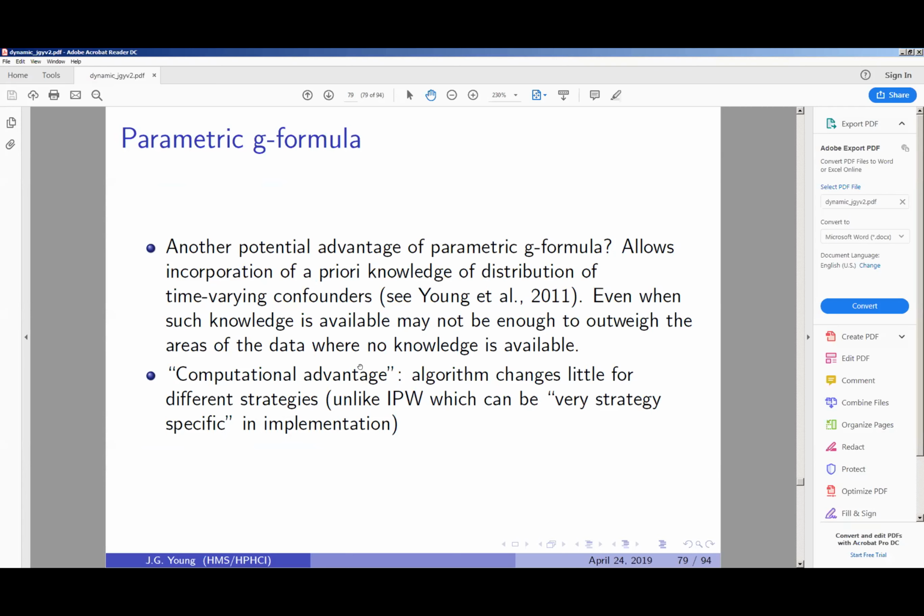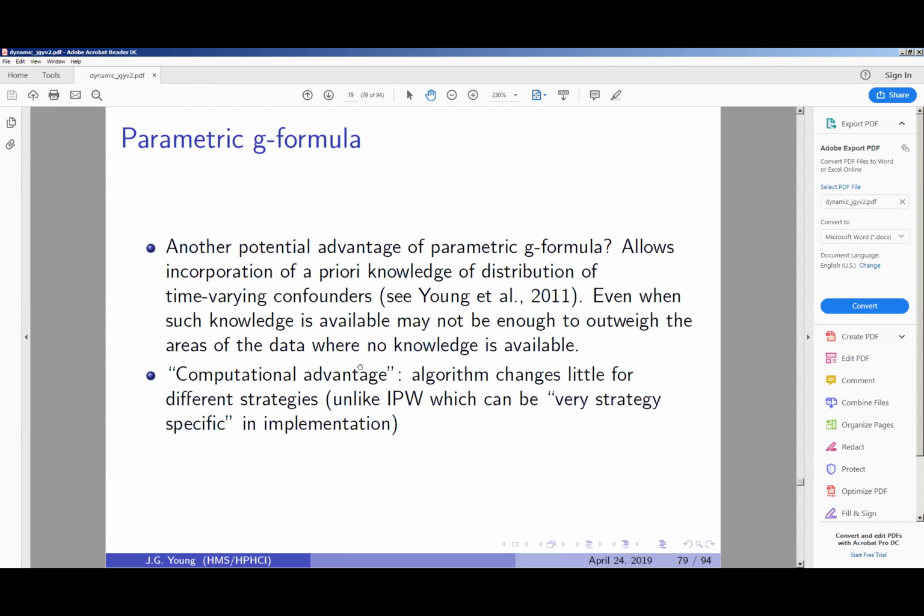Another potential advantage of parametric G-formula, which again I think is very specific to the scenario, is something I noted several years ago. I actually didn't go into the algorithm, but one of the features of the parametric G-formula is that, because you have to estimate the whole data likelihood, you have to estimate the joint distribution of the L's, the time-varying confounders. And that's one of the reasons this is so highly subject to model misspecification. But the flip side of that is that if you know something about the distribution of some of those L's, it allows you to incorporate it.